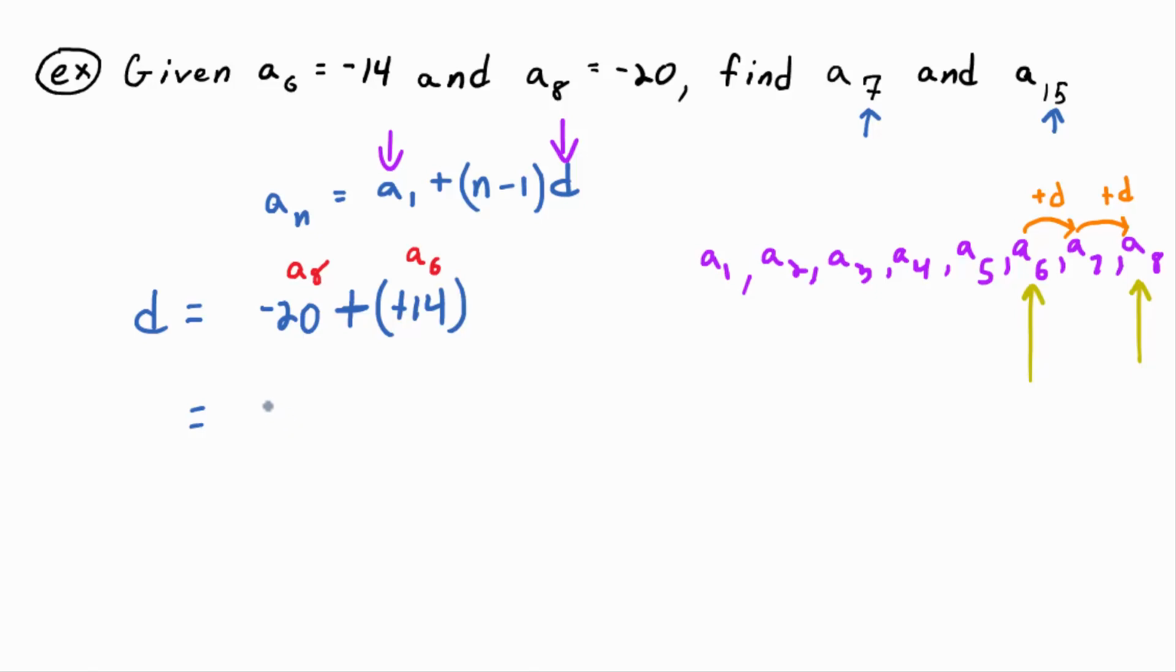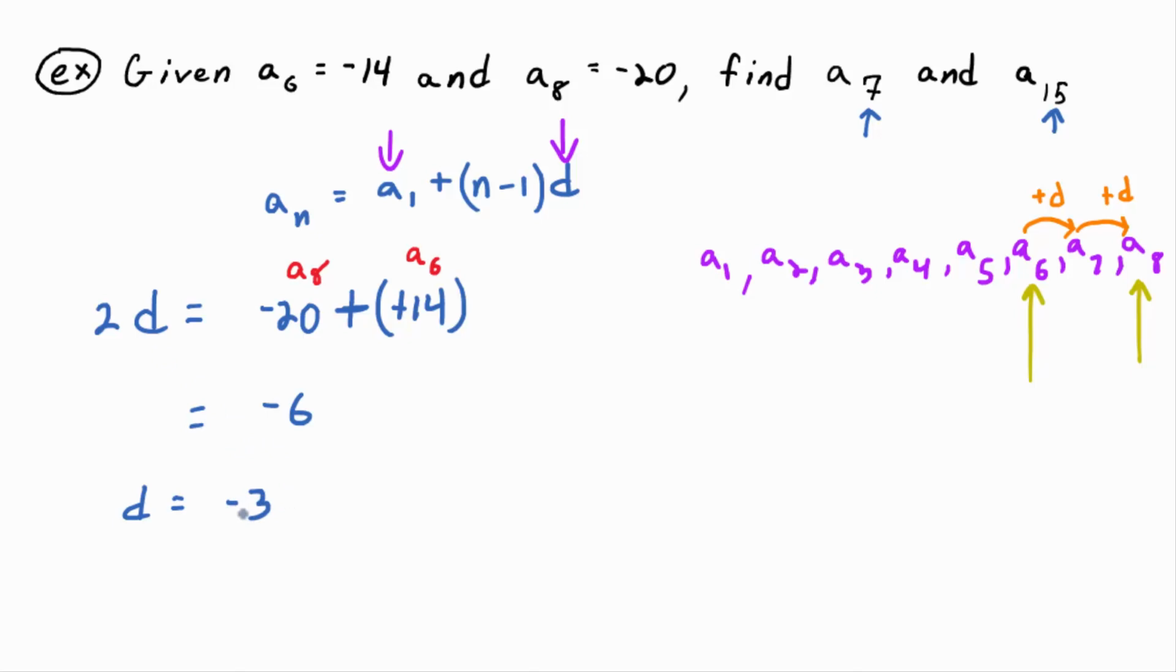What is that? Negative 6. So I get D is, is that going to be D or 2D? Yeah, 2D. Okay. Then D is, just divide both sides by 2. D is negative 3. Yep.